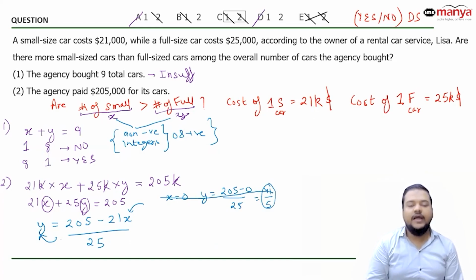Okay, so my first hit and trial doesn't work here. Now I will do the hit and trial again. Increase the value of x. If I put x equals 1, y will be (205 minus 21), that will be 184. 184 by 25 will again be a fraction, again a decimal. So I can say this will also not work.